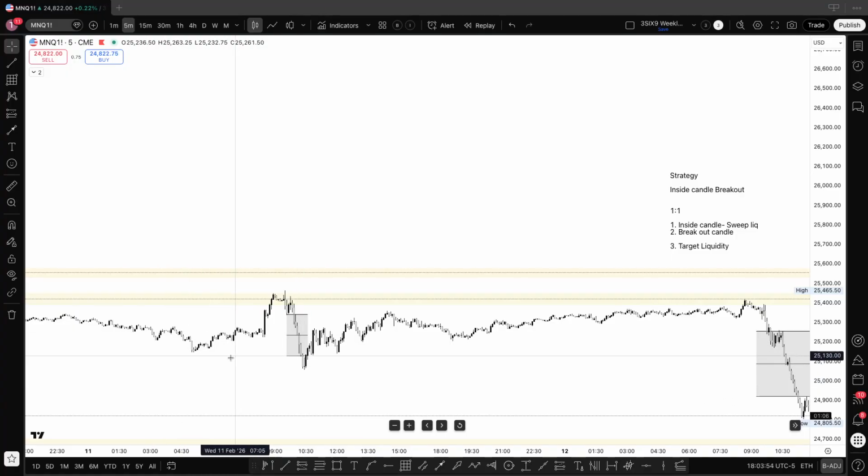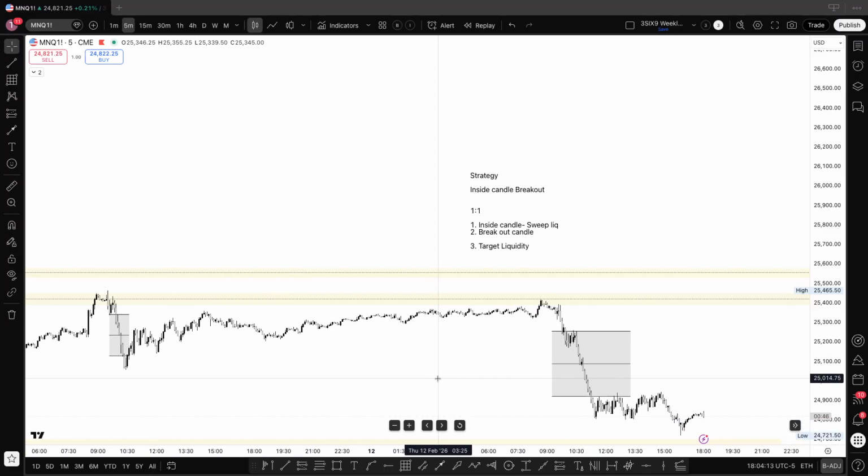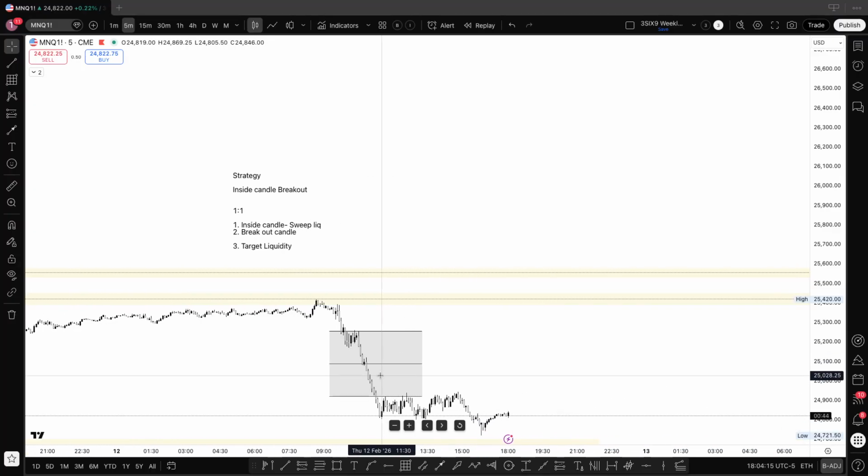Why did this trade work? Because there's resting liquidity down here. We are trying to target that. Market knows that. Market is giving you a hint by showing you an inside candle and the breakout candle. That's with momentum. And if you're entering with momentum, nothing's going to stop you after that. Market has to push to that targeted liquidity pool.